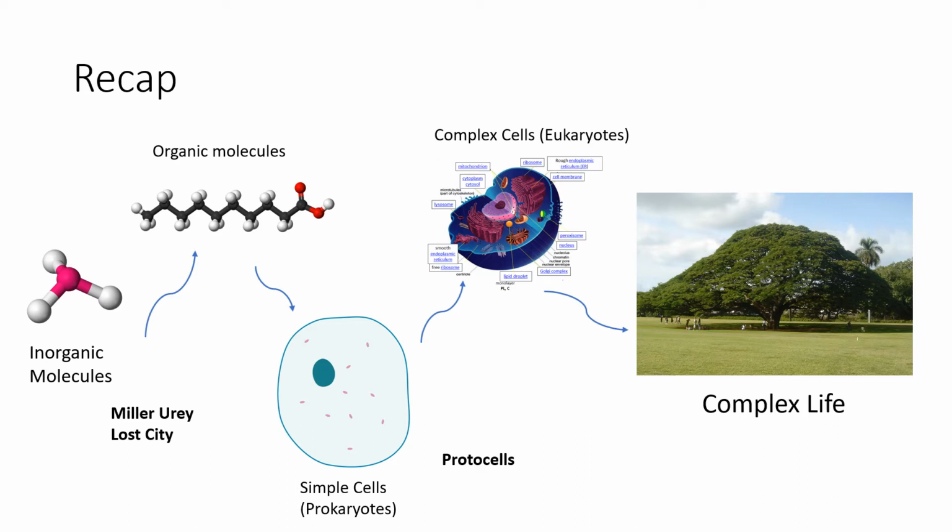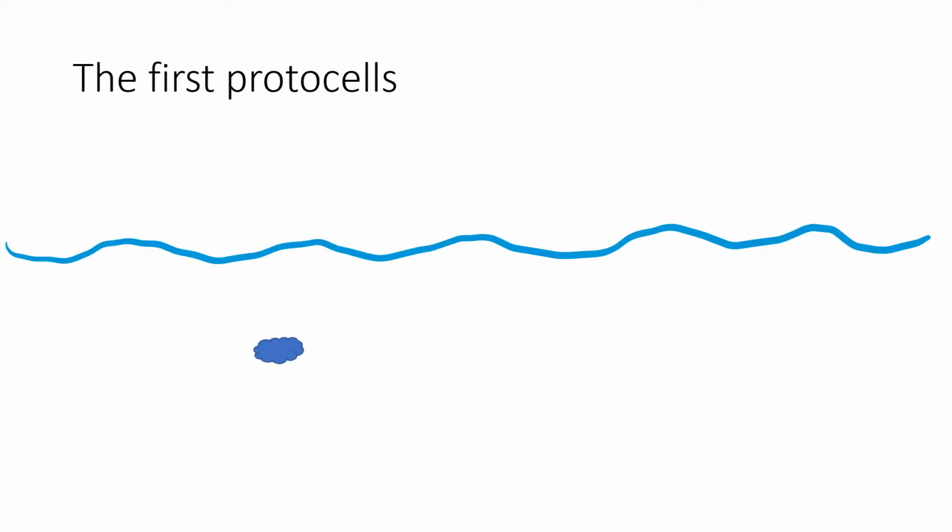Now we're going to transition to complex cells. How did these eukaryotes come into existence, and how did that eventually lead to the complex life that we know today and see all around us? So again, we think back to early Earth, to the first protocells floating around in the ocean. They're not really totally alive, but they're kind of alive, about 80-20% alive.